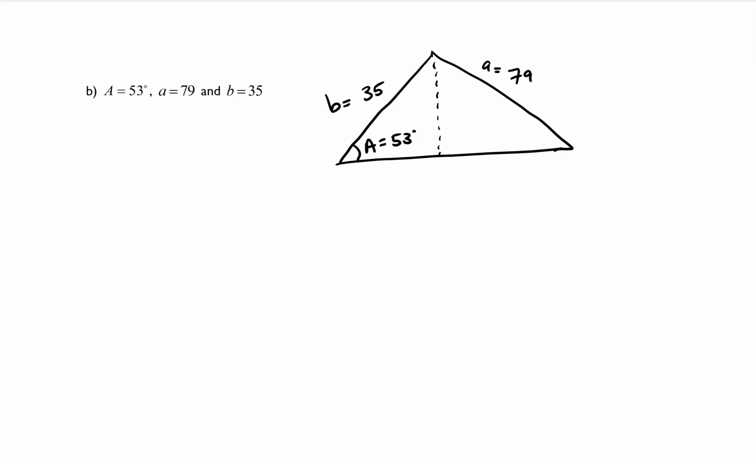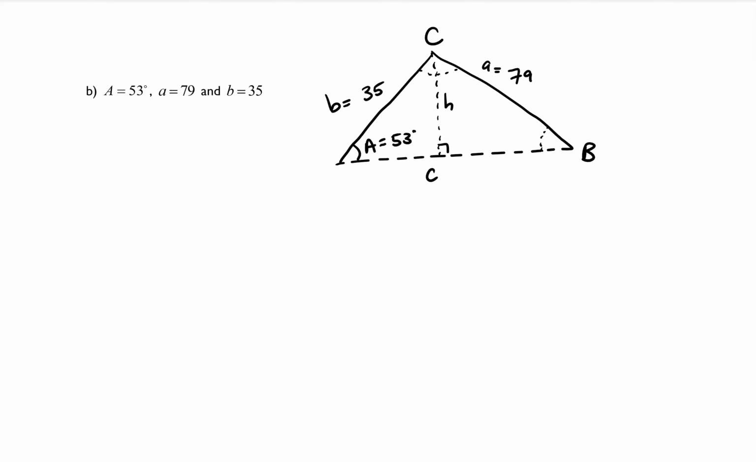And I'll draw my height H here. And then I actually don't know this length here, so I'm just going to dash that. And then we have our two angles. So this is angle B, and this is angle C, and then this is side length C. And I'm going to label my height H here.